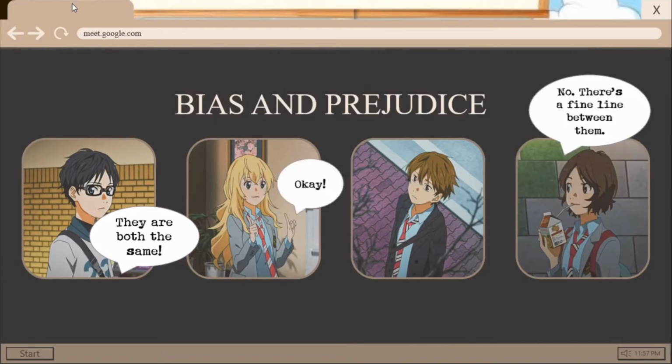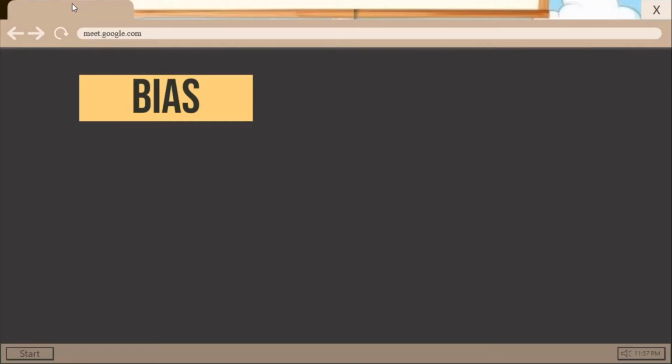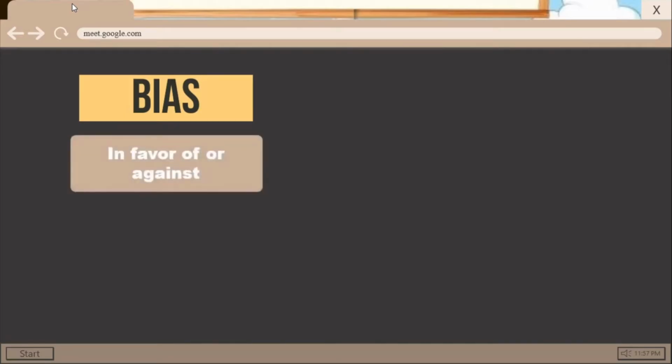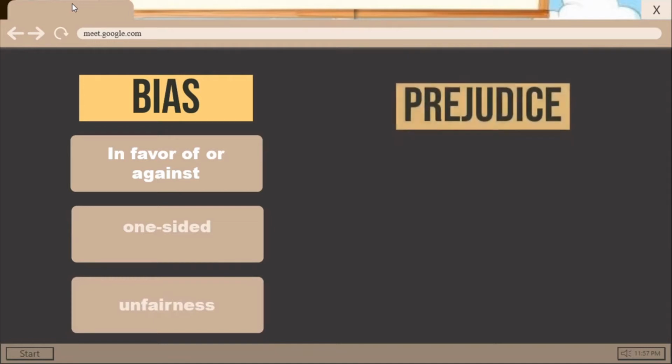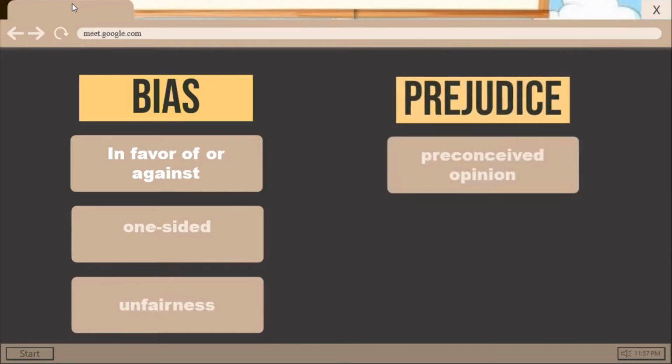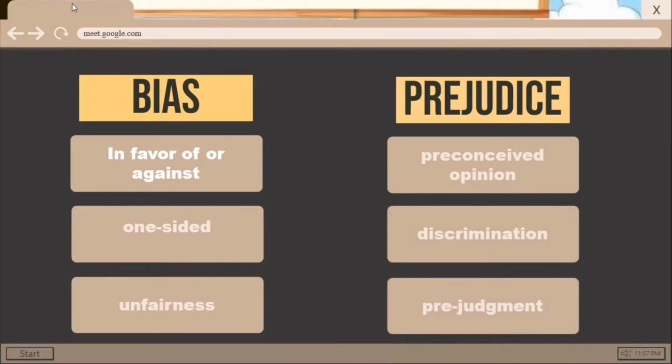Let us define the two. First is bias. It is a tendency to lean in a certain direction, either in favor of or against a particular thing. It is a personal opinion that is one-sided, lacking a mutual viewpoint, or not having an open mind, resulting in unfairness. While prejudice refers to a preconceived opinion or feeling towards a person based solely on their affiliation with the group, this results to discrimination because a person's opinion is based on feelings, not facts, which simply means to prejudge others.